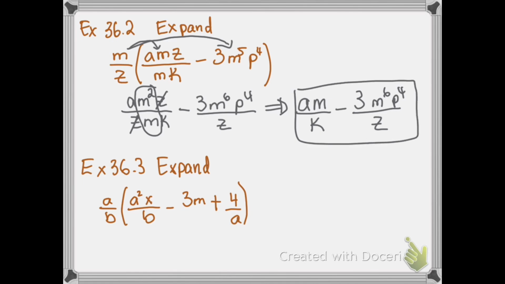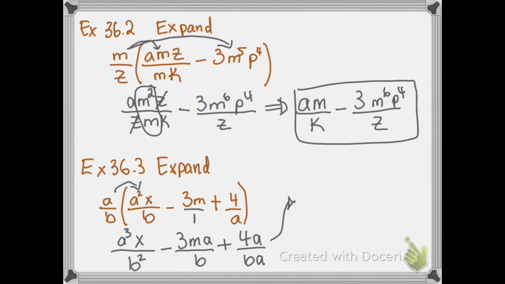In the next example, we'll do the same. We multiply, and that would be a to the third power x, and then b times b is b squared, minus 3 m a over b. Notice that even though it has the denominator 1, we just multiply 1 times b, plus 4a over ba.